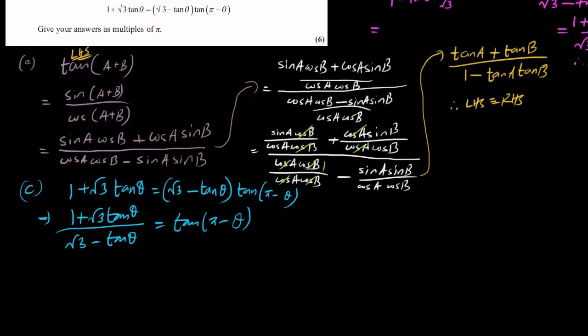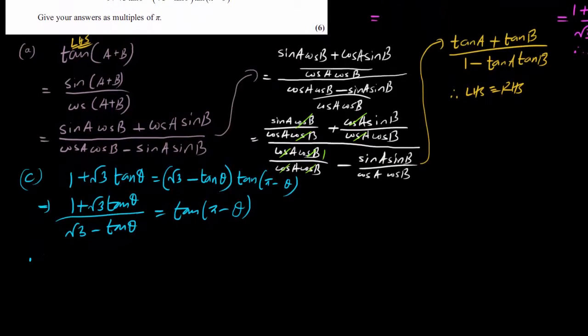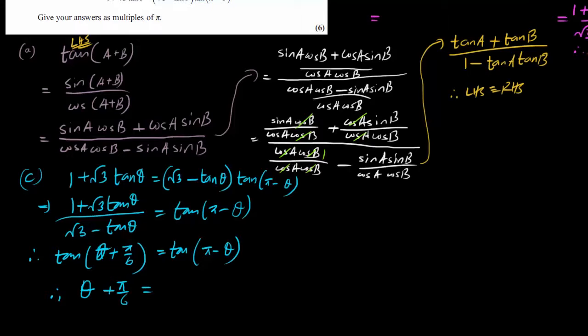So instead of this, let's write therefore tan theta plus pi by 6 is equals to tan pi minus theta. Now in order to do this sum, we can use a trick. Since both are tan, we can directly write theta plus pi by 6 equals to pi minus theta, and this turns out to be 2 theta equals to pi minus pi by 6, which is basically 5 pi by 6. So now we know the basic angle.